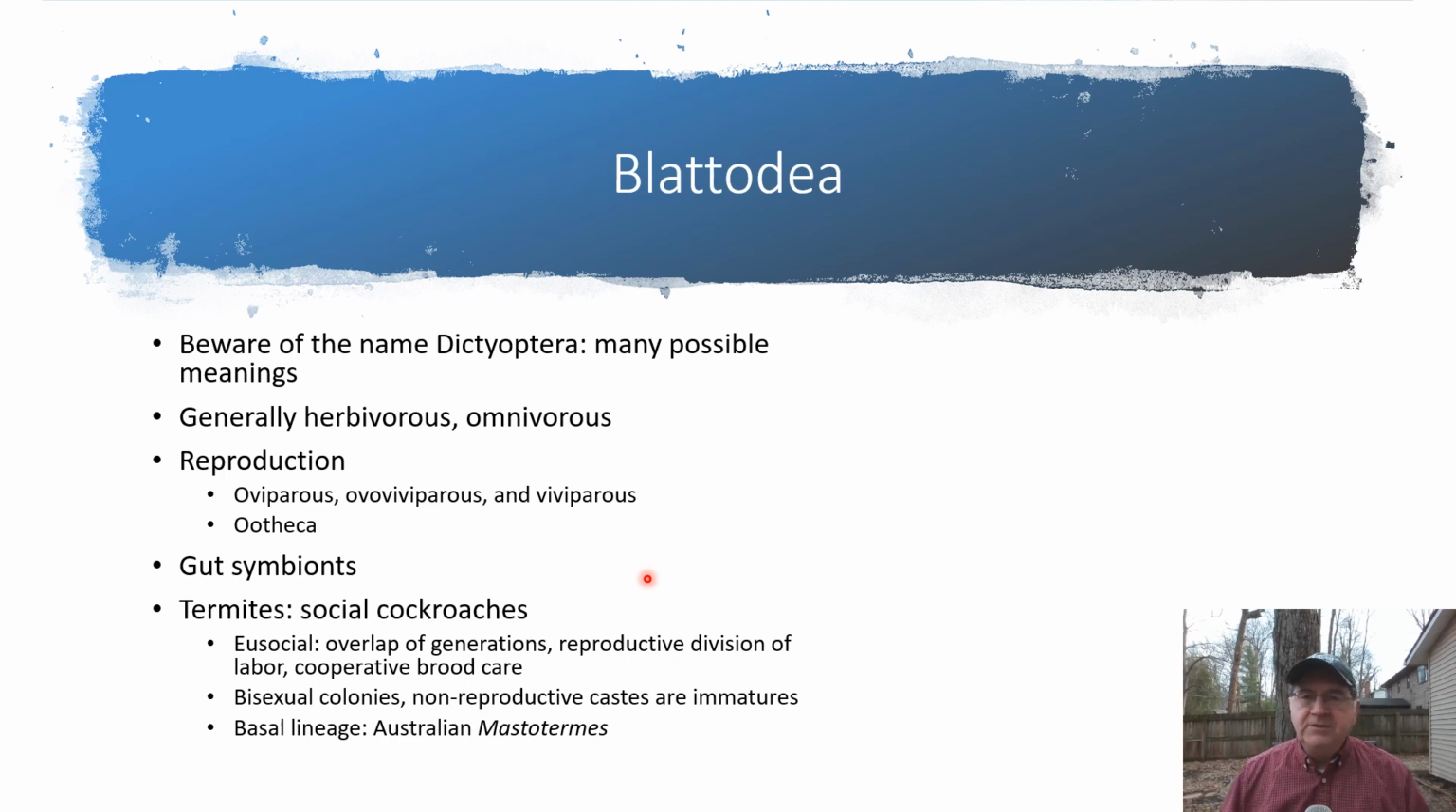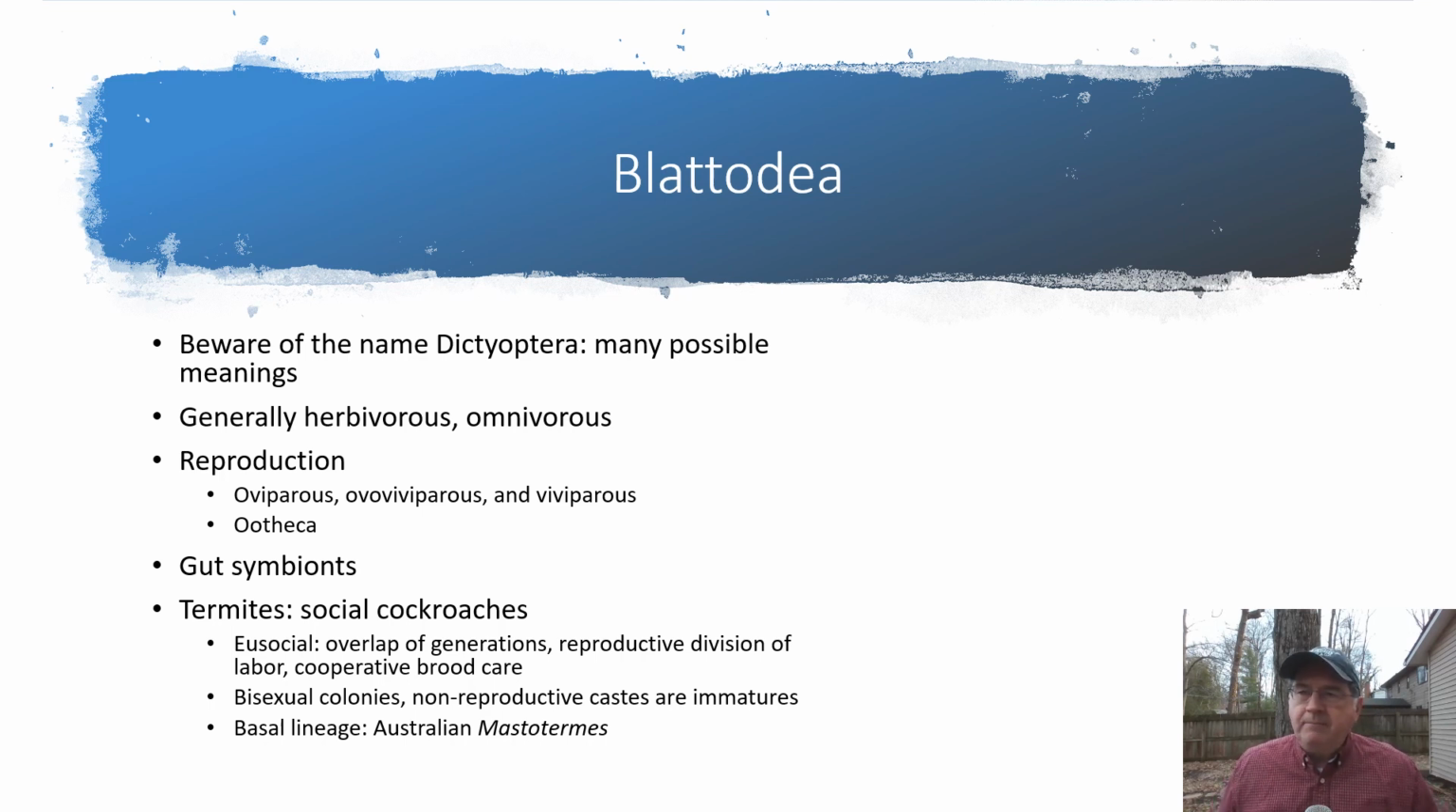So eusociality has those three criteria. If you drop out one or two of these criteria, then you're talking about things that go by the name of subsocial or parasocial or semisocial. So they have some of the features of a eusocial colony, but not all three together at the same time.